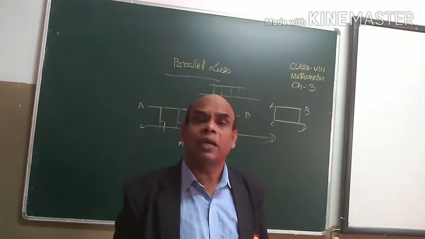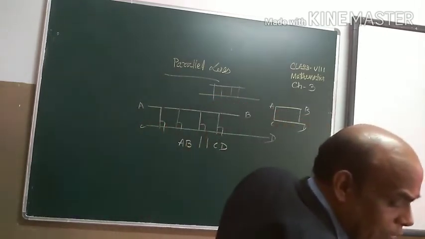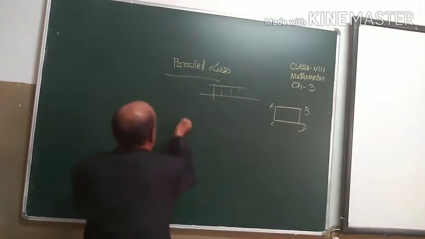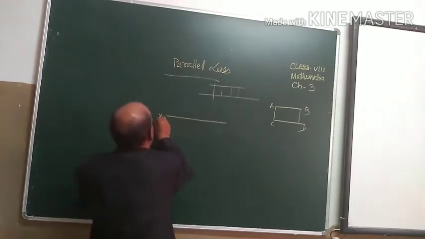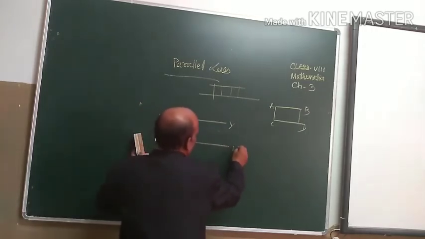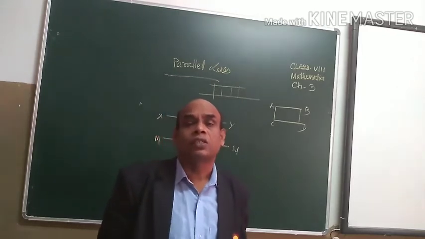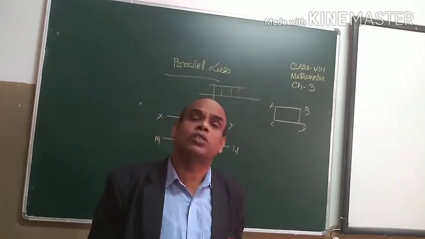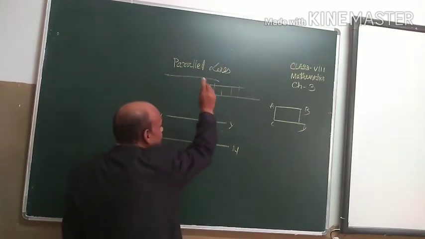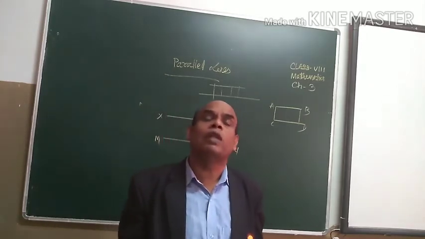So, dear children, in our daily life we observe so many materials where opposite sides are parallel to each other. Now we have to remember what happens whenever two lines are parallel. Suppose I say XY is parallel to MN. If XY is parallel to MN, it means the perpendicular distance between the two lines is equal.